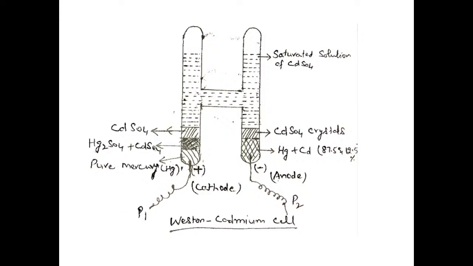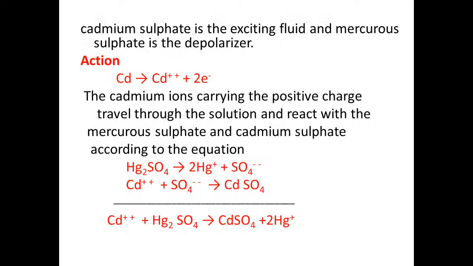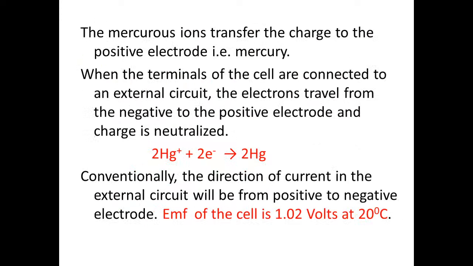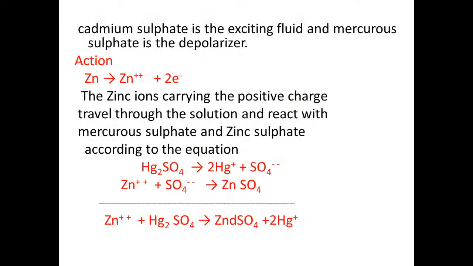Okay, so here it is the Latimer Clark cell, zinc sulfate. This is your zinc sulfate. Here there is no D, it is zinc sulfate. D is not there, so please correct it. And here also zinc sulfate is the exciting fluid and mercurous sulfate is the depolarizer in the Latimer Clark cell.